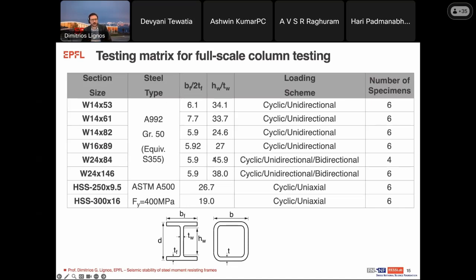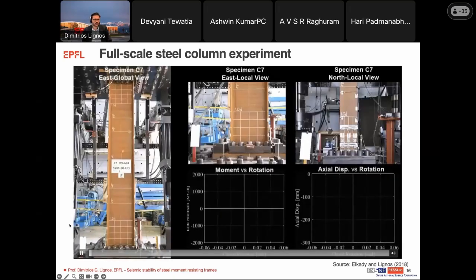And here, this comprehensive table essentially leads to about 50 specimens in total, where you see that we varied the primary parameters that you would like to get an idea what they do once they vary in terms of web slenderness. We also varied the loading scheme. Besides the traditional unidirectional loading, we also have the chance to do bidirectional loading. And also we tested columns with different materials so that we can capture also the effect of material into our assessment. So in one of these tests, I will show you, this is a test.